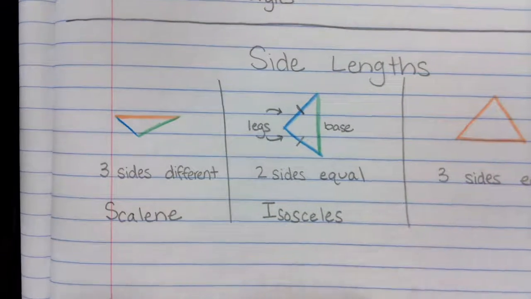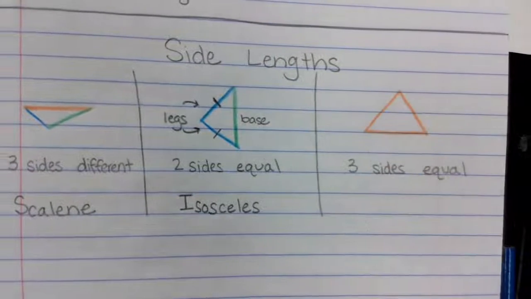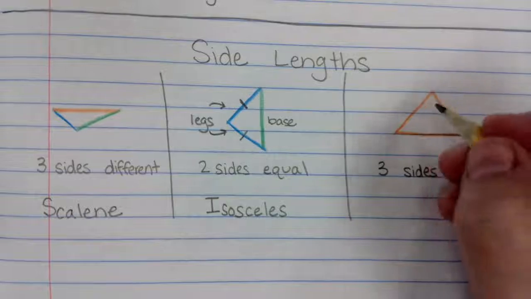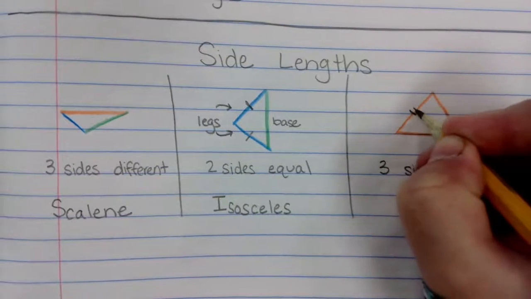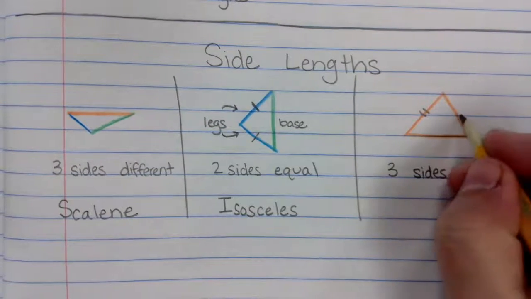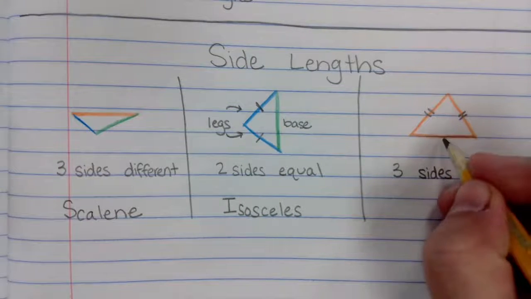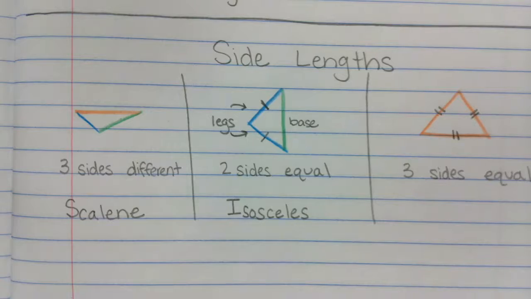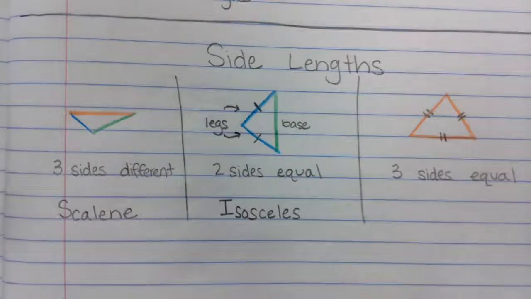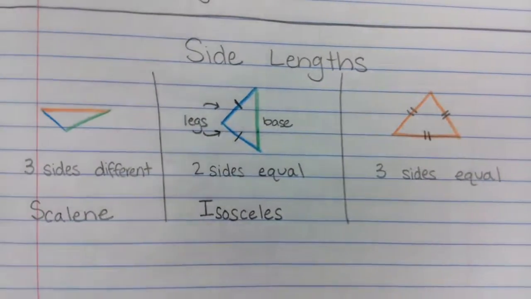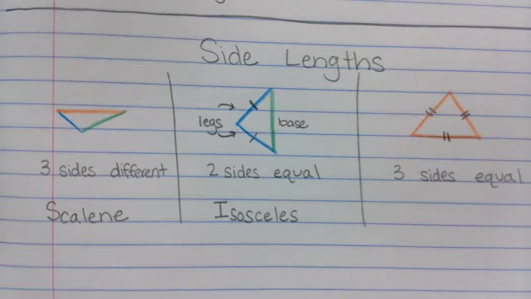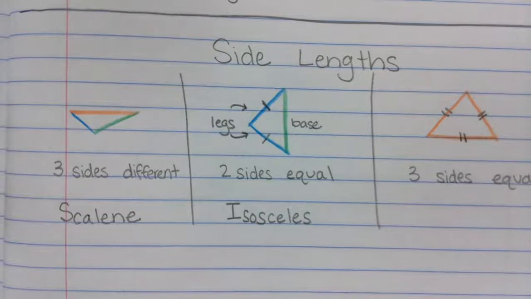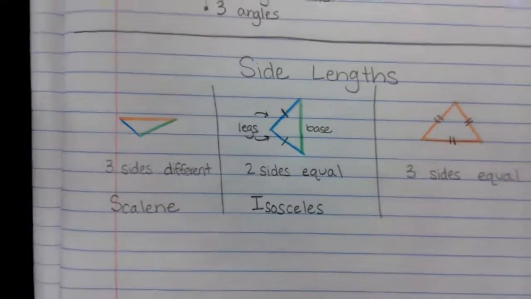So we could draw those tick marks in each one. We could do two, so that way we know it's not the same as that one. So that one is congruent to this side, which is congruent to this side. So three sides are equal. Alright, so for three sides equal, that's going to be called an equilateral.